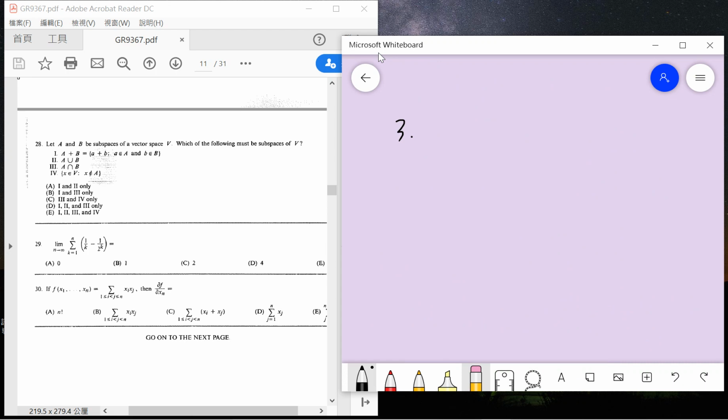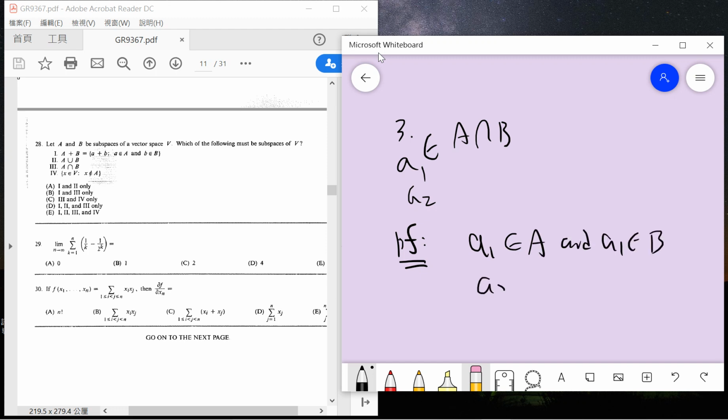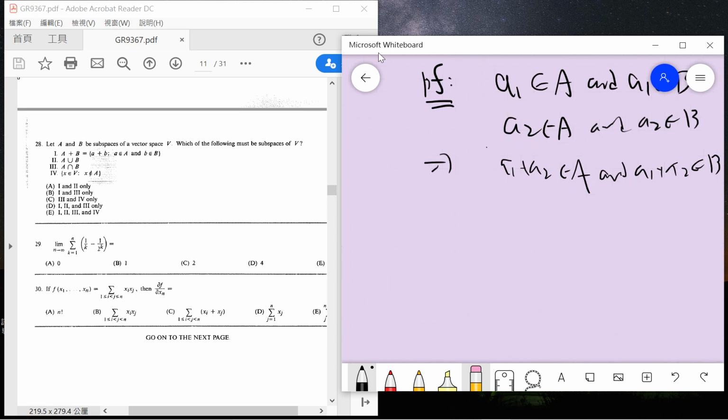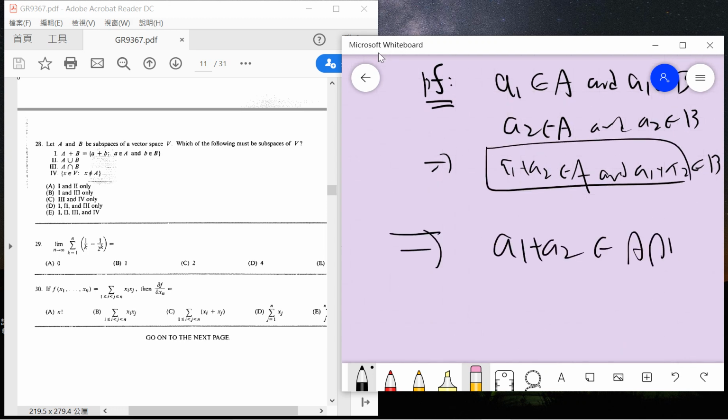Okay, and third, it is important that you remember the result. A intersection B is a vector space, and I will only prove one part. Suppose you have two vectors A1 and A2 in A intersection B, and I want to prove that A1 plus A2 is in A intersection B. So proof. Since A1 is in A intersection B, that means A1 is in A and A1 belongs to B, and A2 belongs to A and A2 belongs to B. So since A is a vector space, A1 plus A2 belongs to A, and A1 plus A2 belongs to B. Combine these two, and we know A1 plus A2 belongs to A intersection B. So number 3 is a vector space.